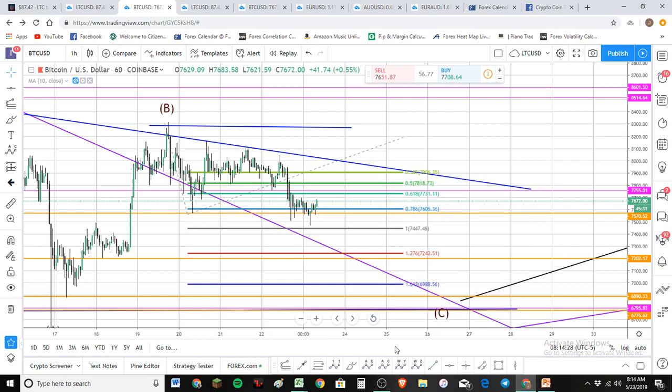Today we're just going to have a very short market update for you. Things are moving as we expected. We got the push to the downside. And let's take a peek into the charts.